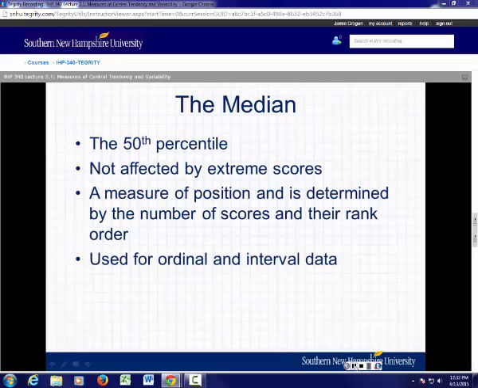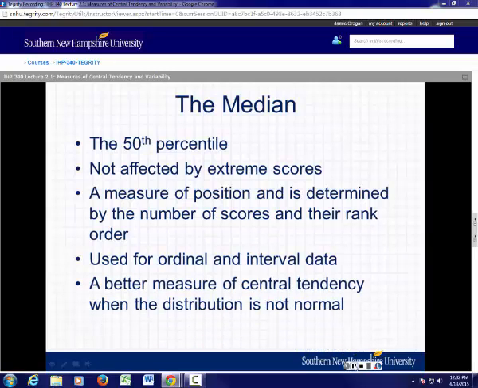The median is often used for ordinal or interval data. Ordinal data are data that give you some order, first place, second place, third place. And interval data are usually data that represent categories. So sometimes researchers will code characteristics. So in your data set, all the males will be assigned a number 1. All of the females will be assigned a 0 or some other number. That is interval data. The median ends up being a better measure of central tendency when the distribution of scores is not normal, and we'll talk about this in a second.